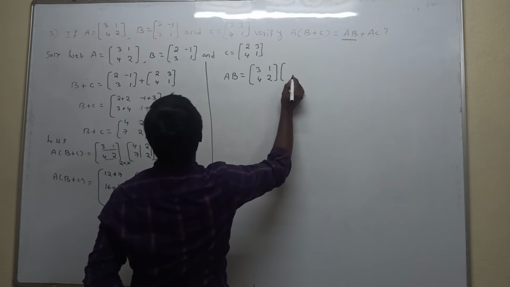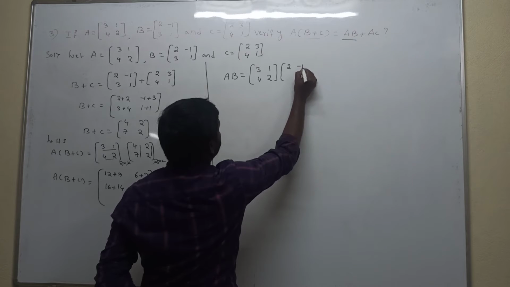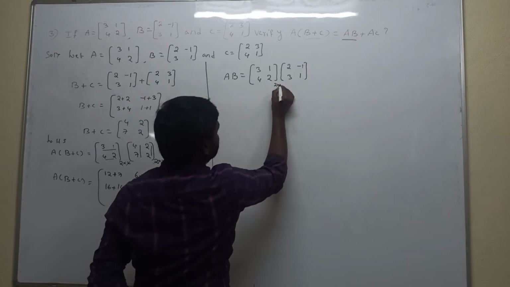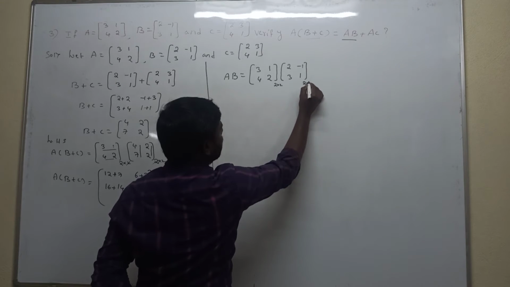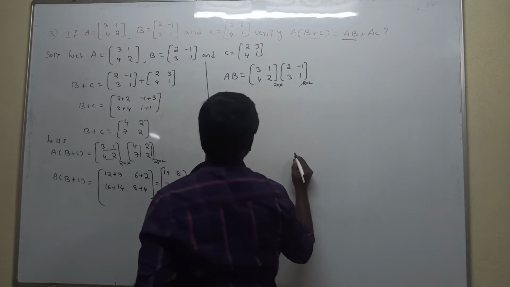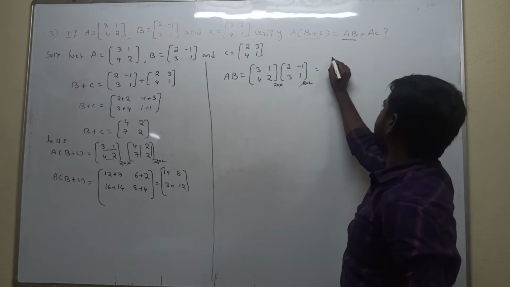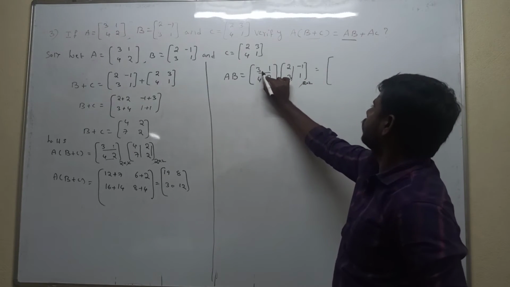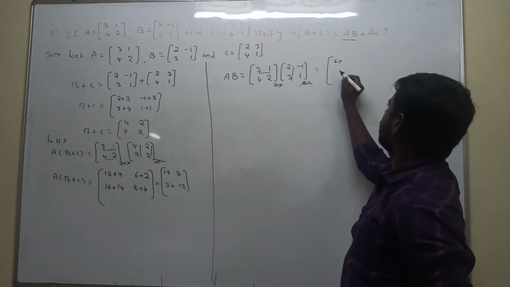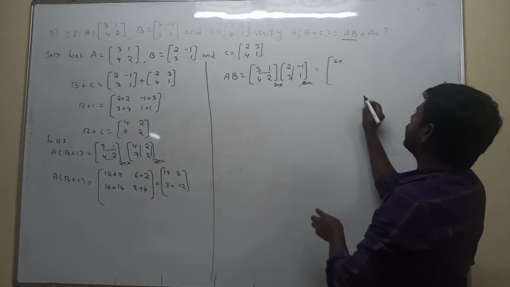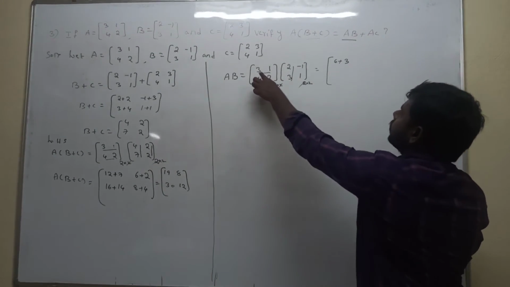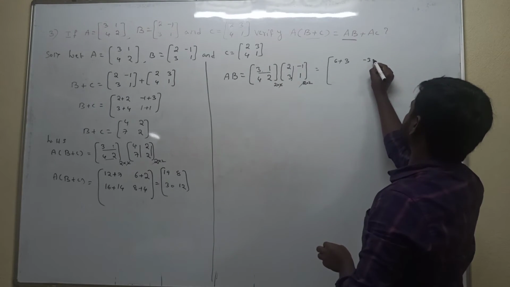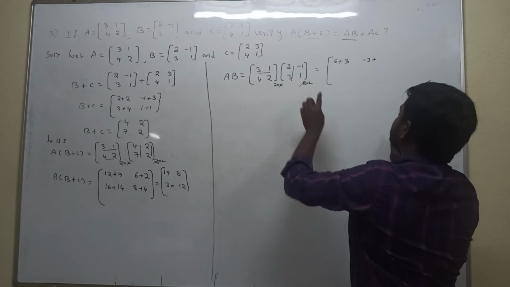Next, B matrix is [2, -1; 3, 1]. So this one also, the order of the matrix is 2 by 2. The number of columns equals the number of rows, so we get a 2 by 2 matrix. First row, first column: 3 into 2 is 6, plus 1 into 3 is 3. First row, second column: 3 into minus 1 is minus 3, plus 1 into 1 is 1.